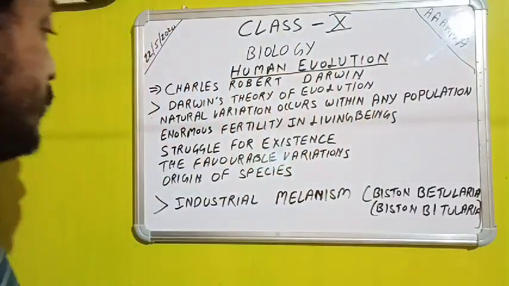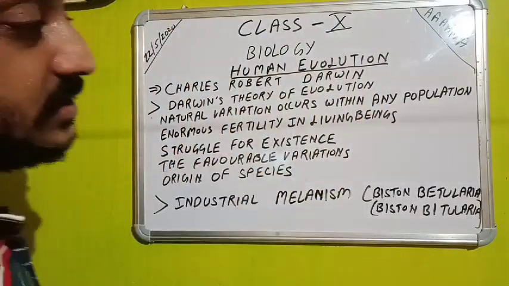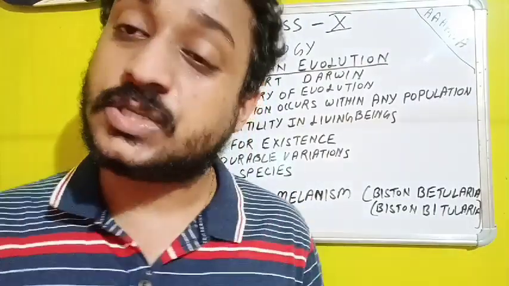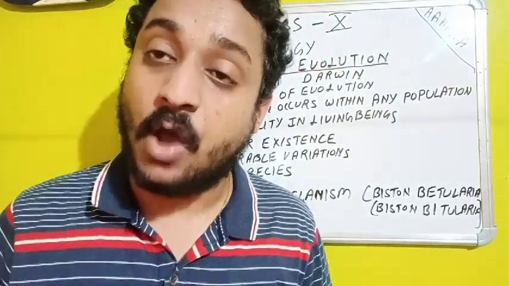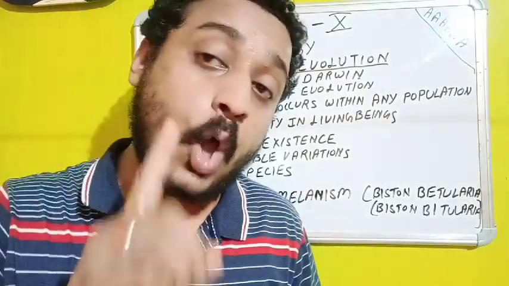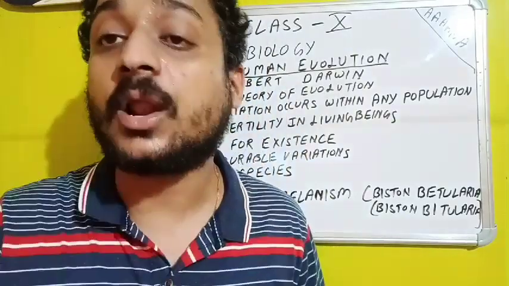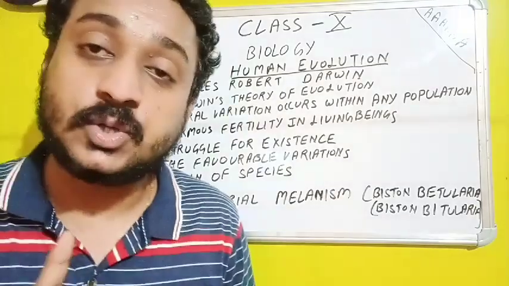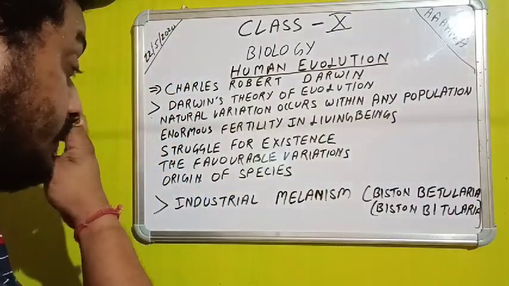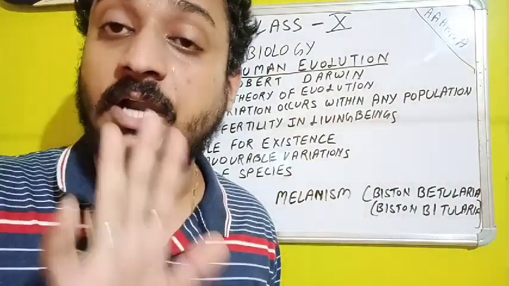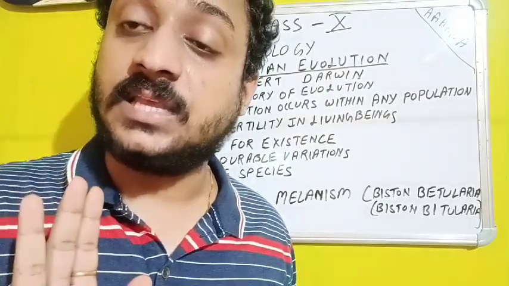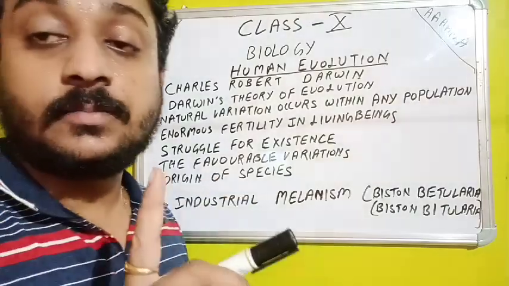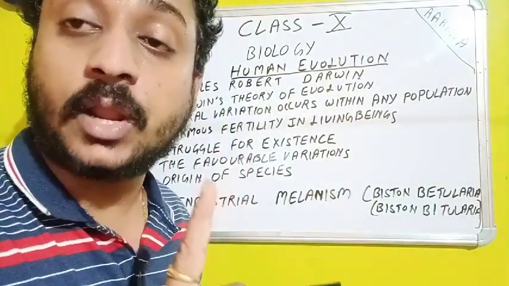Now, next one, struggle for existence. According to Darwin, the organism which is very much fit to survive in any kind of natural environment, that organism will only survive. Other organisms will die. Means the organism which is naturally adapted will survive, and the other organisms will no more continue their species on the earth. Means struggle for existence. That is, the fit organisms will struggle and survive, and the unfit organisms have to leave the earth.